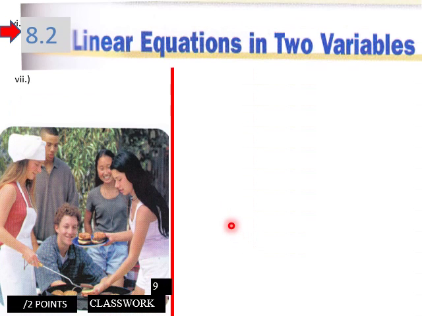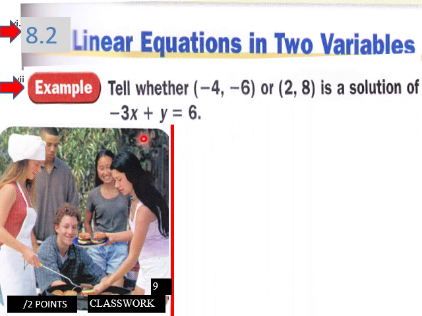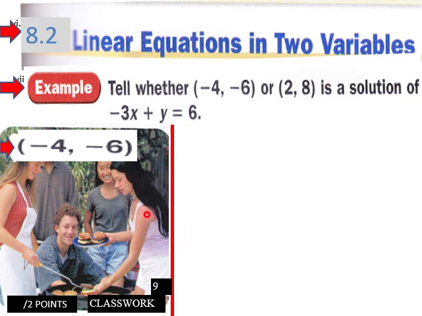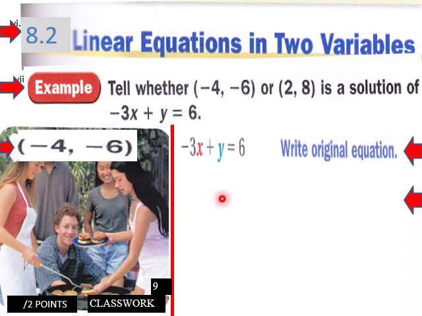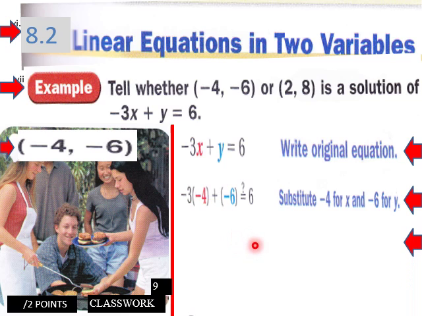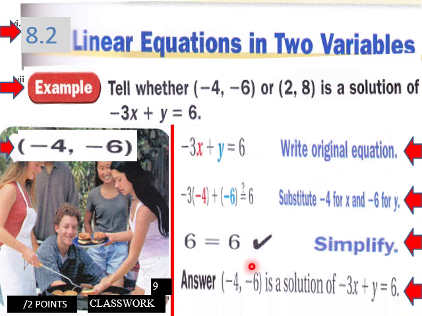And for 8.2, linear equations in two variables. Tell whether -4, -6 or 2, 8 is a solution of this equation here. So we'll try -4, -6. We'll plug that in. There's your x and y. We'll plug in -4, -6 and see if it comes out. It does. It checks. So this would be a solution of that.